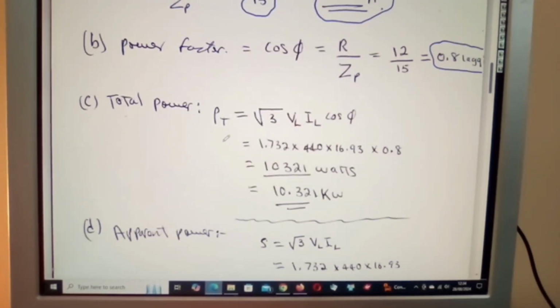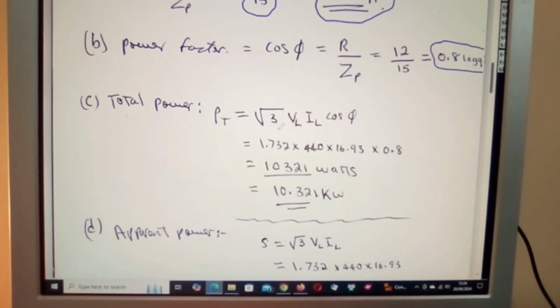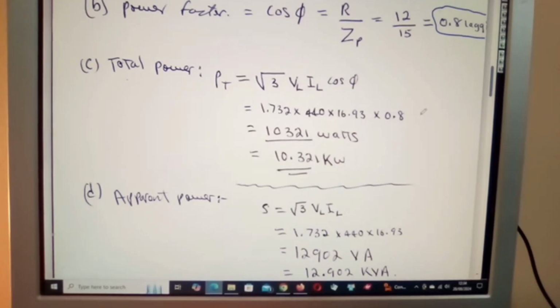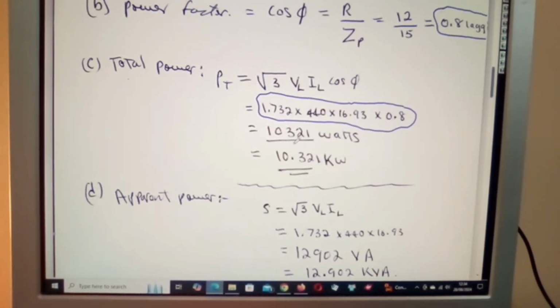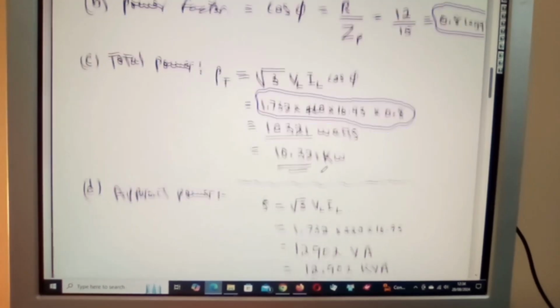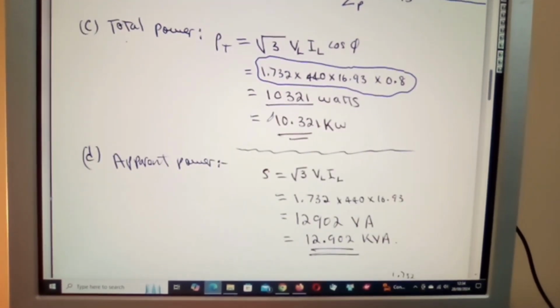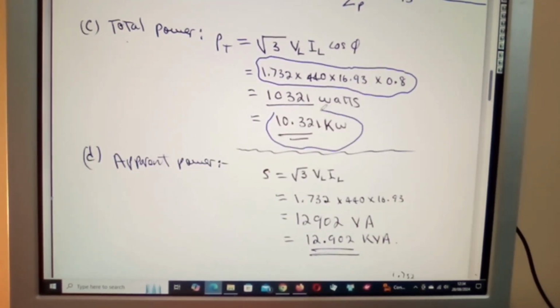Now total power, P equals the square root of 3 times VL IL cos phi. And what I've done here, this is just how I work, okay? This is how I work, because I need to see where all my information is and where it's coming from. And that is 10,321 watts, 10.32 kilowatts. And that is my power here, okay? Now make sure that you can see how you got it.